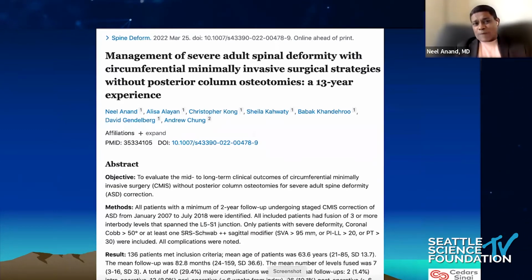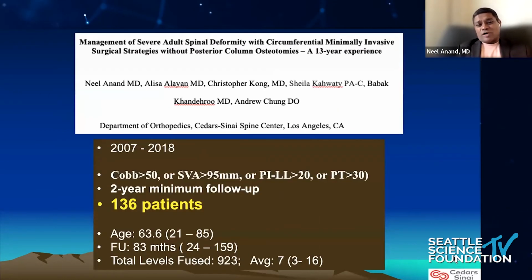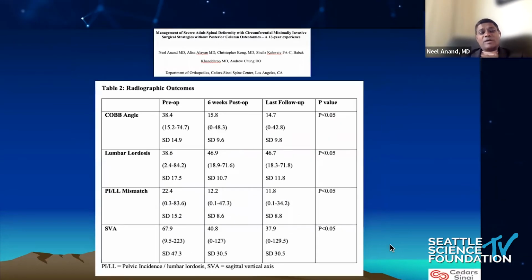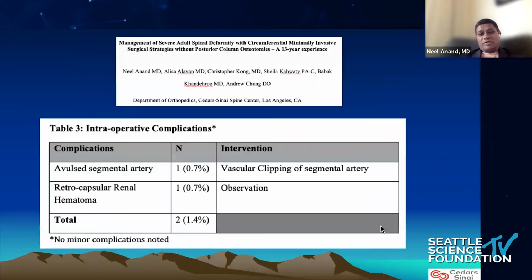Then this paper just got published. It's online already. Of severe adult deformity, again, without a single osteotomy, 13 years out, just talking of the same protocol. We talked about 136 patients with all the criteria we talked about. The functional outcomes are statistically significant across the board to last follow-up. Same with radiological criteria, statistically corrected across the same protocol we talked about.